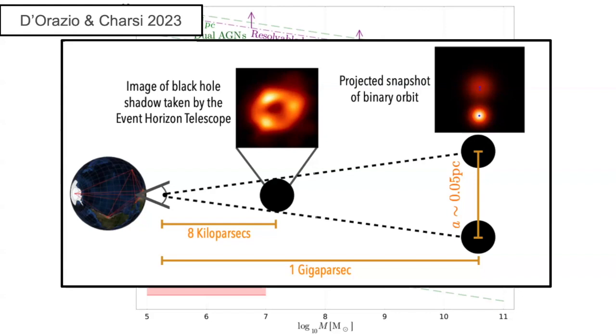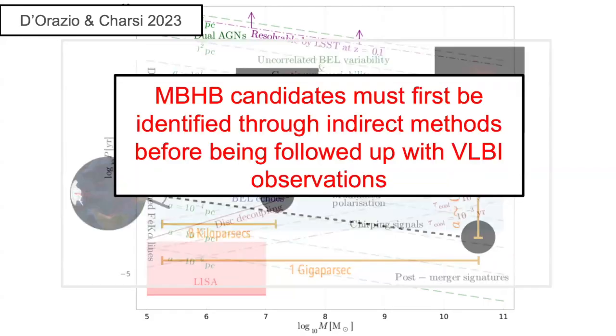But of course, we cannot think of using this technique across the whole sky. The field of view is very small, and doing this for an all-sky search is not the most effective way. So what we can do instead is to find some massive black hole binary candidates through indirect methods, and then maybe follow them up through VLBI observations.